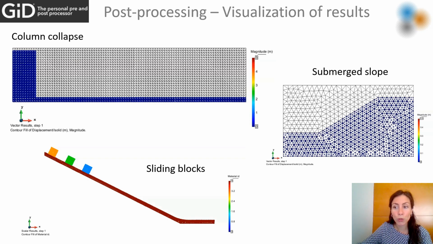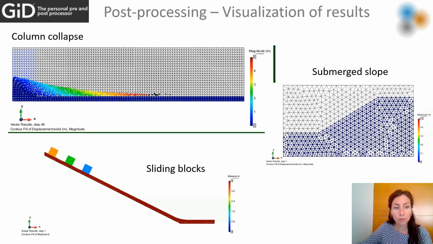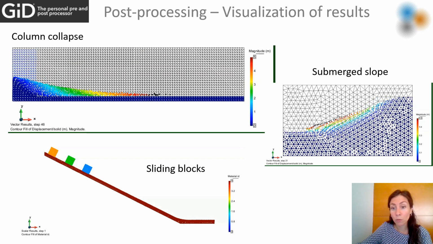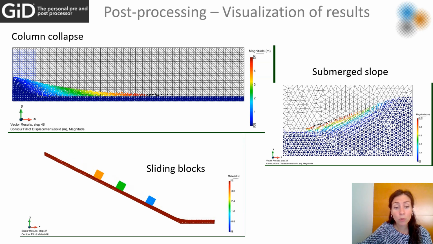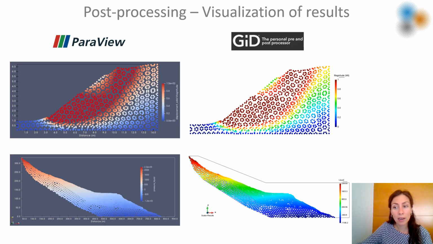Here, I wanted to show you some examples of application and their results in GiD. Column collapse, the simulation of a submerged slope, and the simulation of sliding blocks. And finally, a comparison with the ParaView outputs.